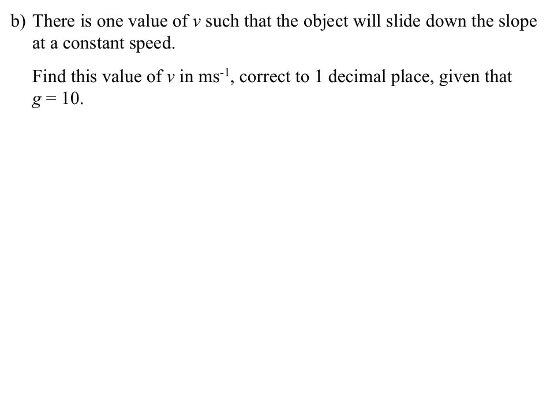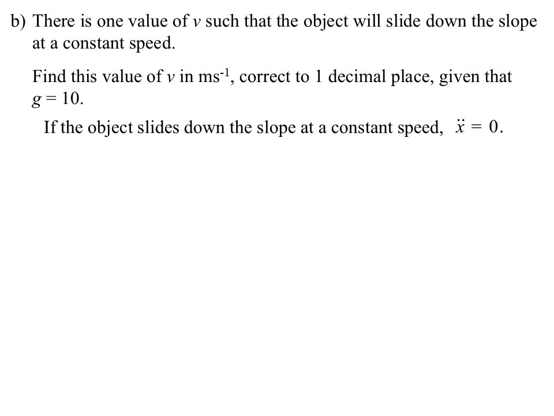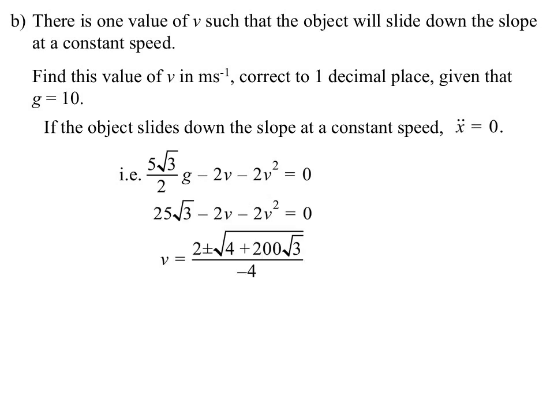There's one value of v such the object will slide down the slope at a constant speed. Find this value of v. If it's going at a constant speed, then acceleration must be 0. I just use that relationship we just found and make v the subject. Ooh, okay. Well, is it 2 plus that wonderful expression, or 2 minus?